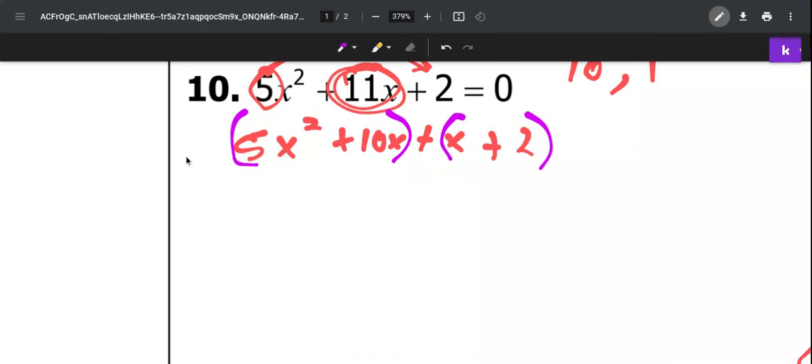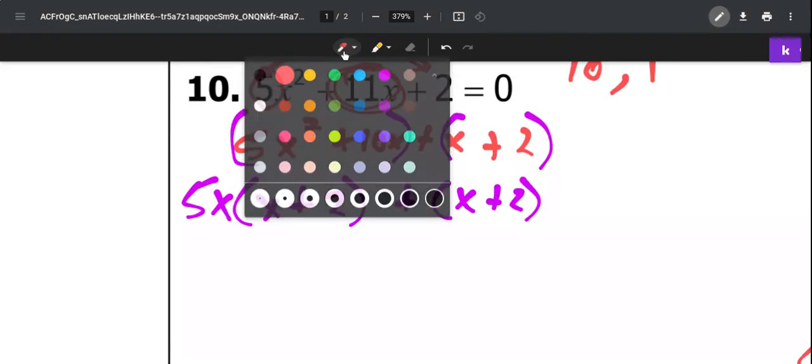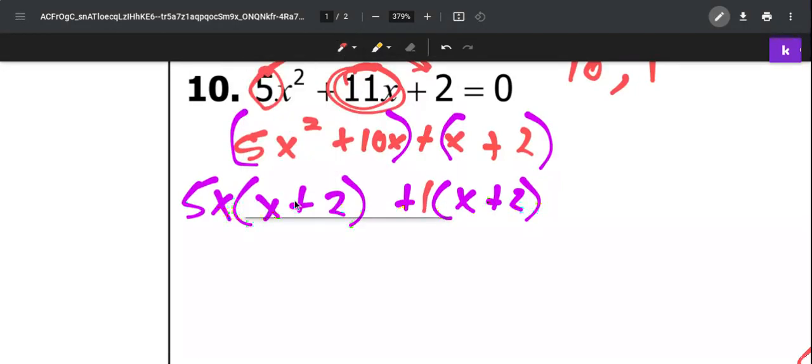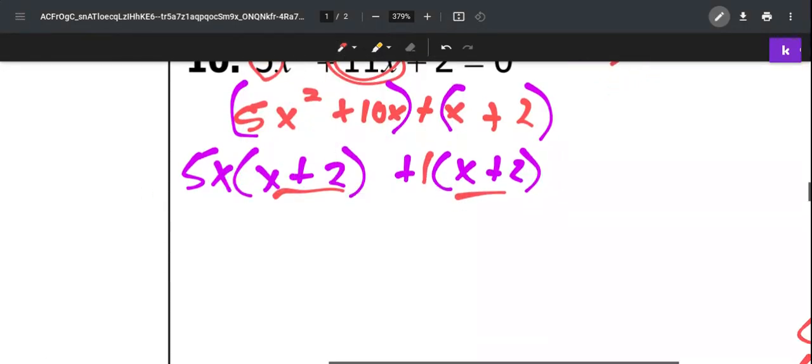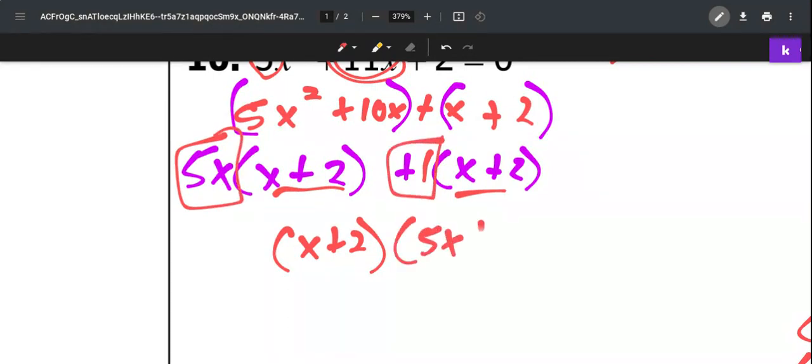So if we factor out the first set of parentheses, we would factor out a 5x. Then we would be left with x plus 2. And then we also have x plus 2 over here. So there's an understood 1 in front of this parentheses. Just remember that. Now, the parentheses that are the same, that's your first factor. The second factor comes from whatever's on the outside. So on the outside, we have 5x plus 1, and that's how you factor by grouping.